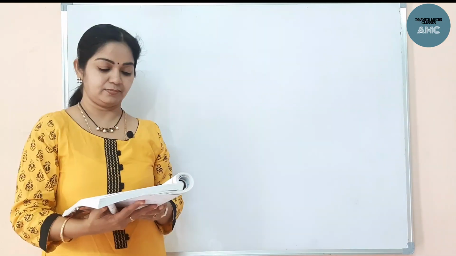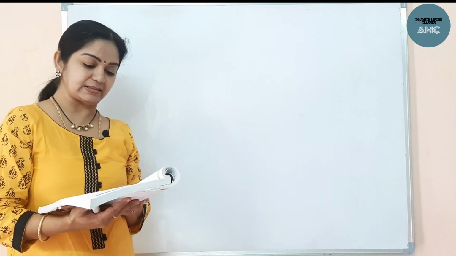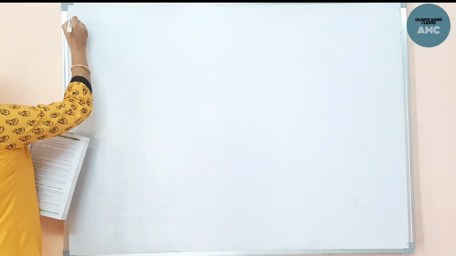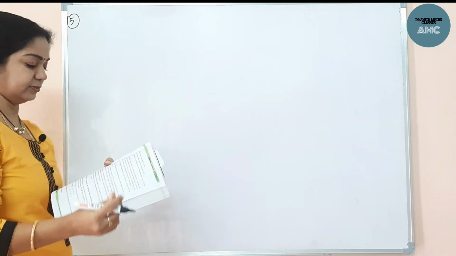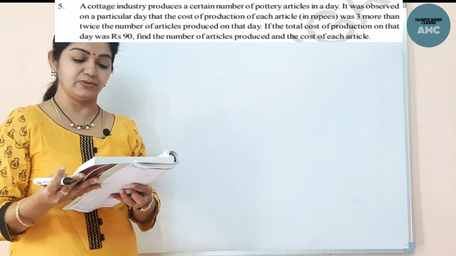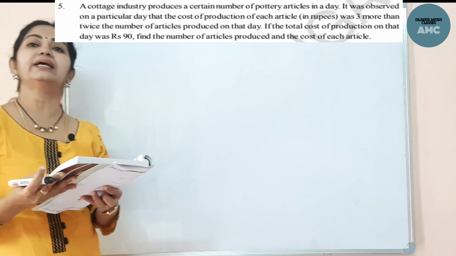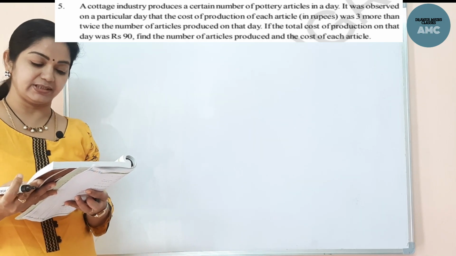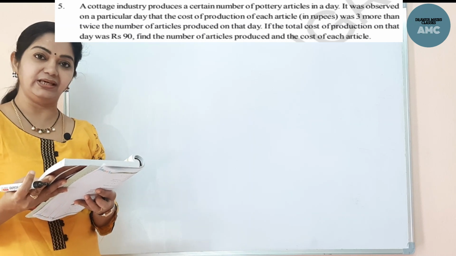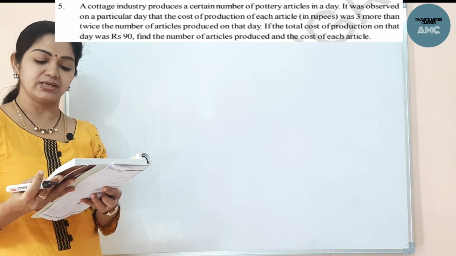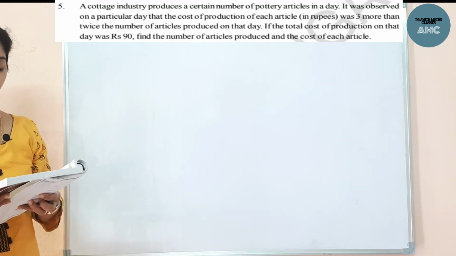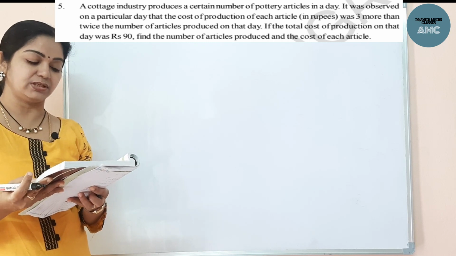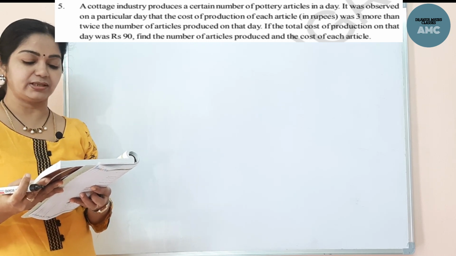Let's see the verbal problem. Now, there are verbal problems in the same exercise. Now, the fifth problem we will do. I'll read it out for you. Fifth problem: a cottage industry produces a certain number of pottery articles in a day. It was observed on a particular day that the cost of production of each article in rupees was 3 more than twice the number of articles produced on that day. If the total cost of production on that day was rupees 90, find the number of articles produced and the cost of each article.